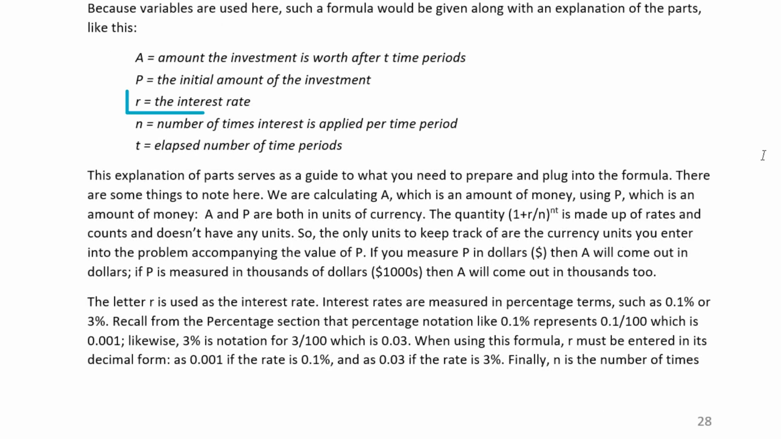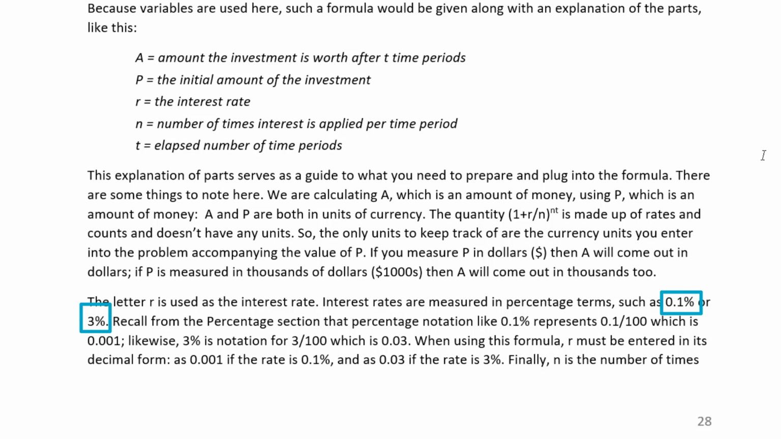Moving on to R, which is the interest rate. The letter R is used to represent the interest rate. This is very typical. Interest rates are measured in percentage terms. They're quoted in percentage terms like 0.1% or 3%.